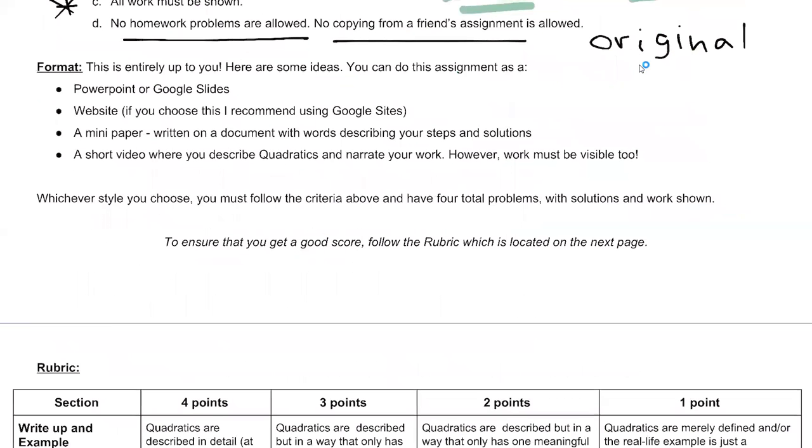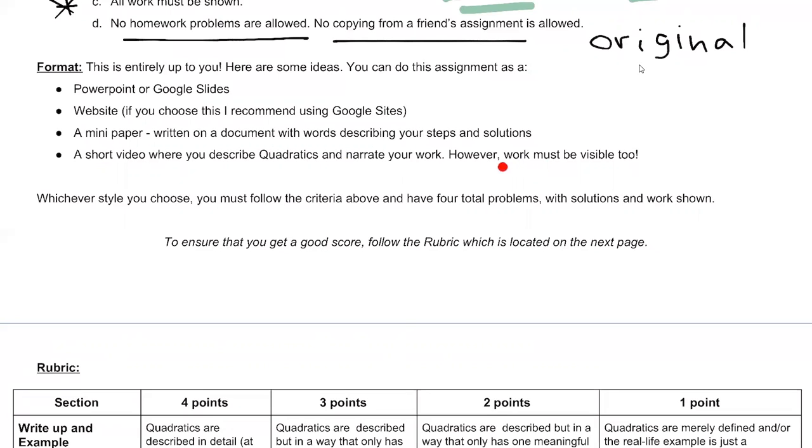Last but not least, how you do this is up to you. You can make a PowerPoint. You can make your own website. If you do, I recommend Google Sites. That's how I made my website. You can do a little mini write-up paper, or you can make and record your own short video where you describe all the work that you did, you narrate it, but remember your work must be visible. You'll have to show your work at some point too, to the point where I can see it and grade it.